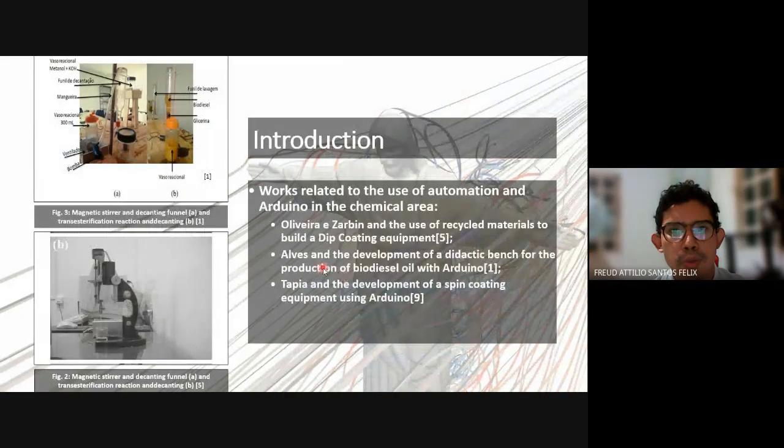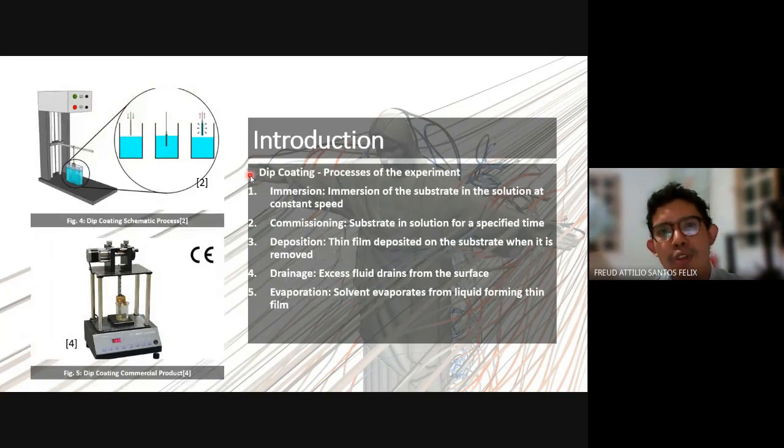If we look a little more at the related works on the use of automation with Arduino in the chemical area, we found works like the one by Oliveira Zarbin, presented here, with the goal of using recycled materials to build a dip coating equipment. Or the project of Alves, with the goal of developing a direct bench for the production of biodiesel oil with Arduino. And another work was by Tapia, on the development of spin coating equipment using Arduino.